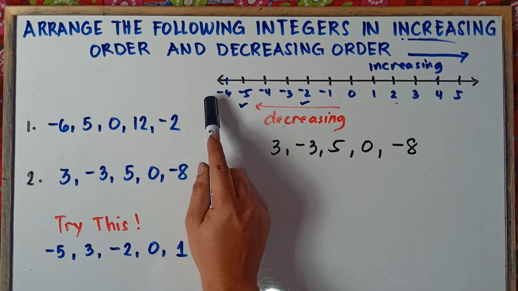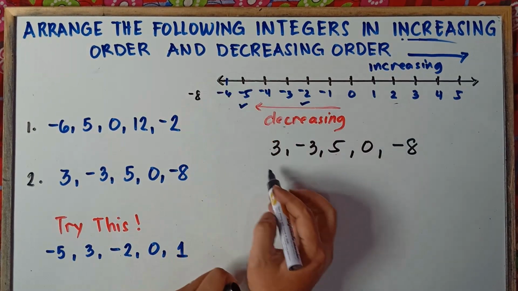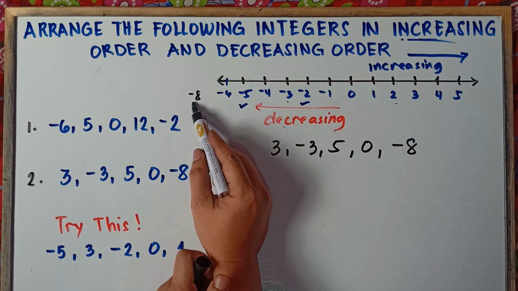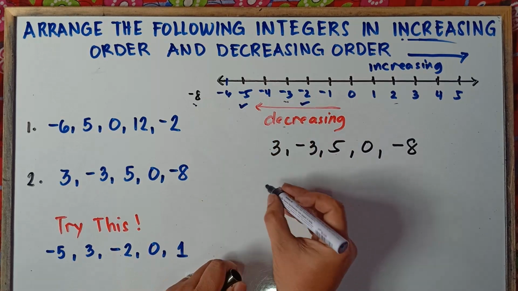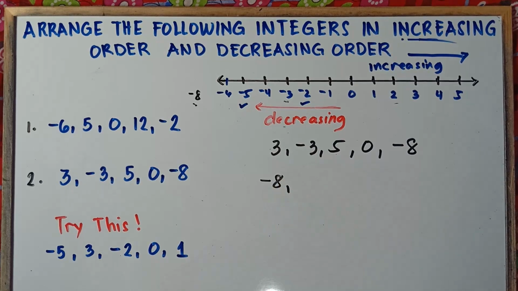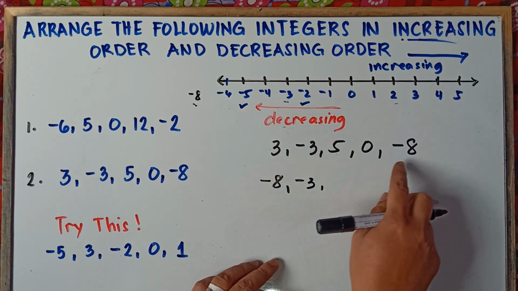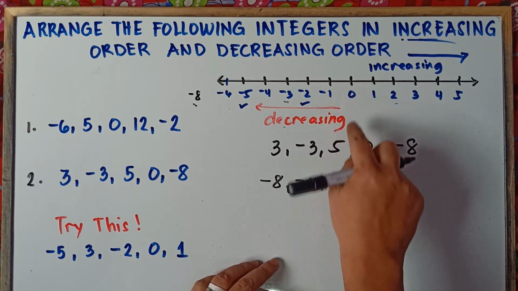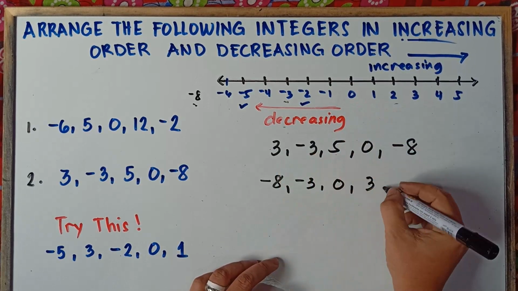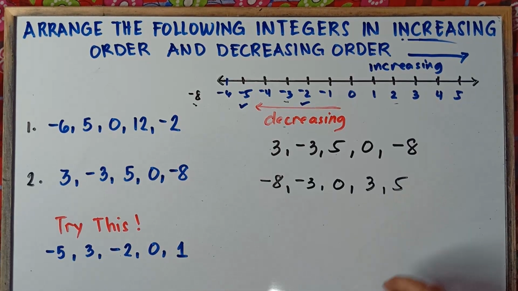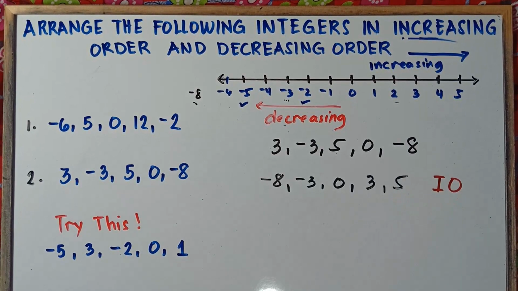We have negative 8. Negative 8 is here, and this is negative 3. If we assume this is negative 8 here and this is negative 3, therefore negative 8 is less than negative 3 because negative 8 is on the left of negative 3. So we start with negative 8, the least value, and then negative 3. Do we have another negative? Nope. And then 0, and then positive 3, and then positive 5. That's it, class. Increasing order. Very easy, class, if you have your number line to guide you.